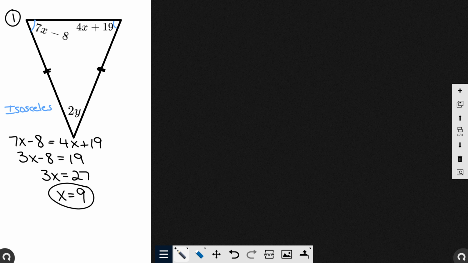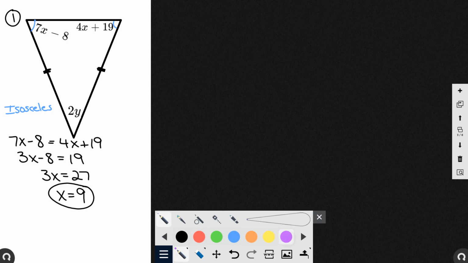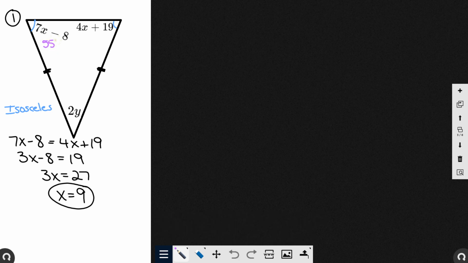Now, once you solve for x, what should you do? Plug it back in. Let's plug them back in first, and that's going to help us figure out what our missing angle is here. So what is 7 times 9 minus 8? 55. Now, just double check. Plug it back in your calculator. 4 times 9 plus 19. It's also 55. They should be the same, but remember, plugging back in is a great way to double check it.